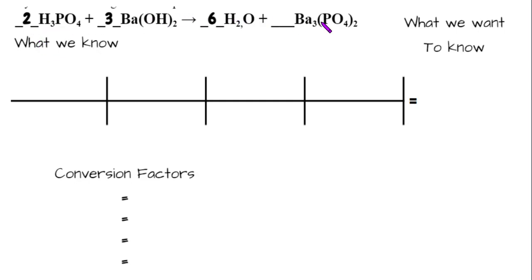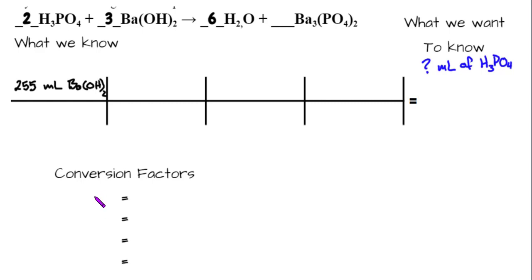So we have our balanced chemical equation, and we are told that we have 255 milliliters of the material barium hydroxide. Now this is a base. But if I follow on in the question, I'm asked how many milliliters of the other material, the acid, which in this case is H3PO4.